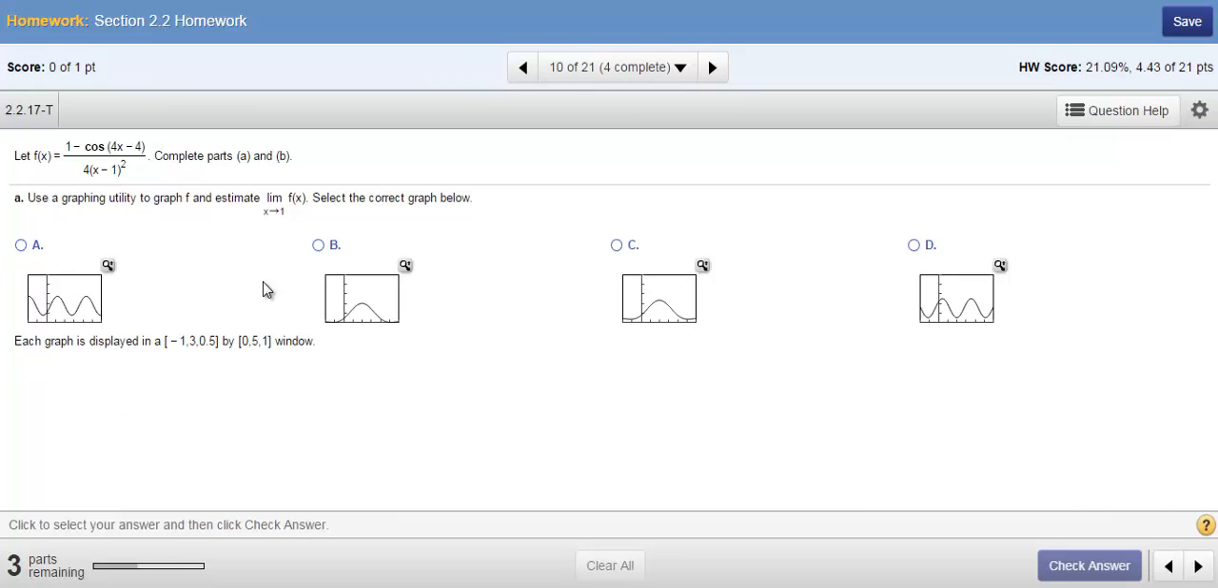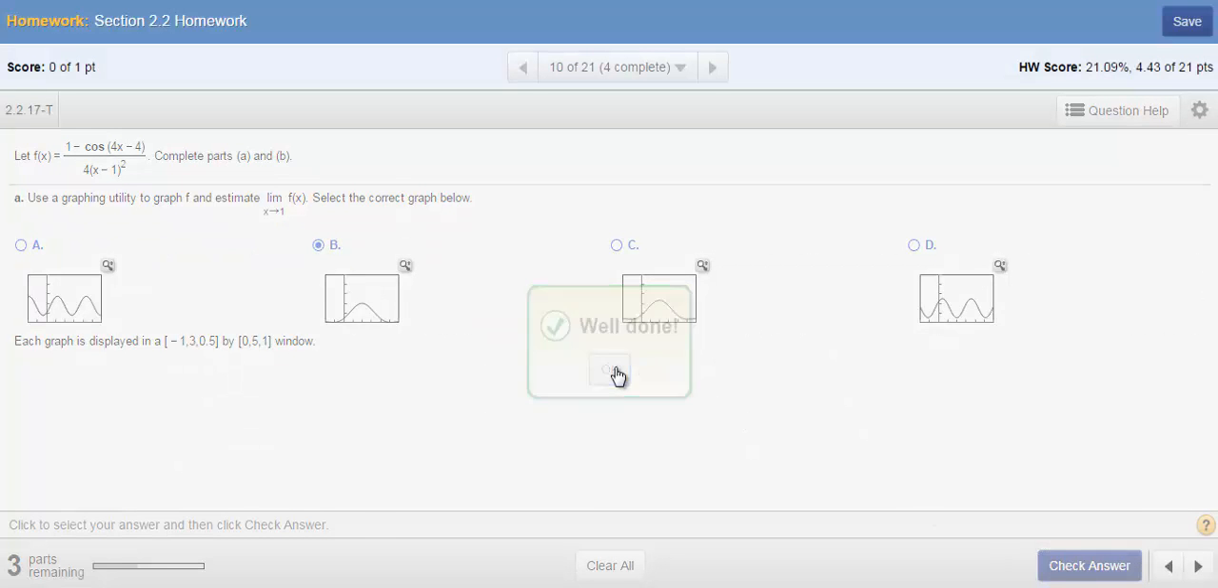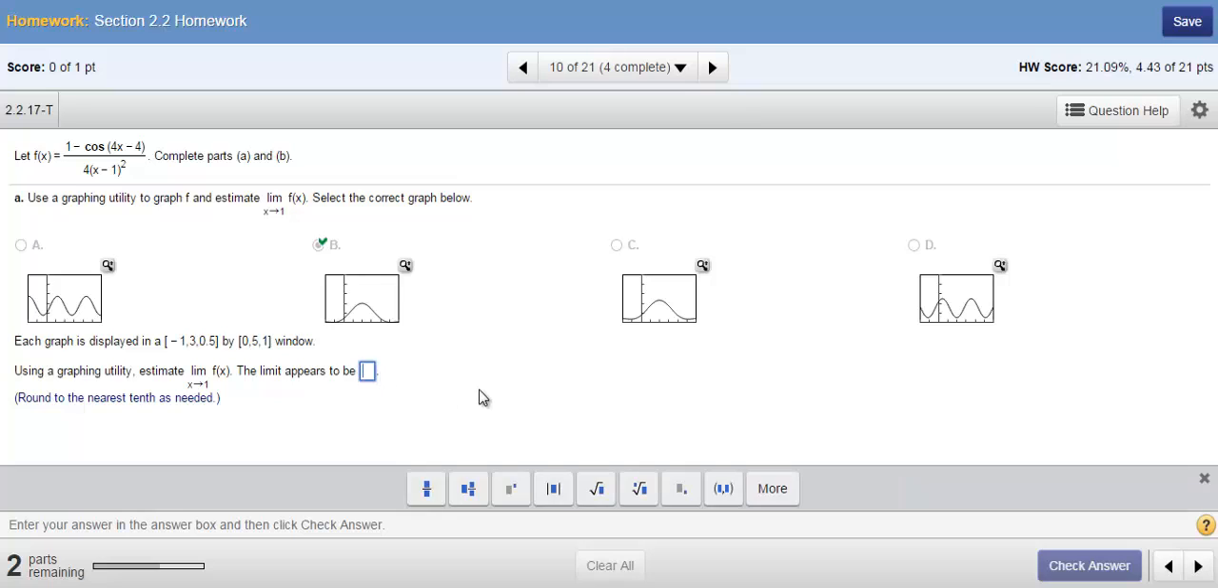So this is similar to the one we just did. What's the only difference? It's 4. I wonder if it's still... Yeah, still looks the same. And so it appears to be 2.